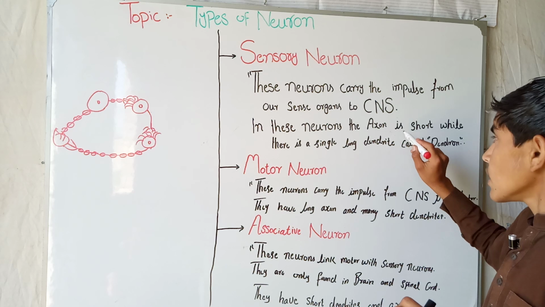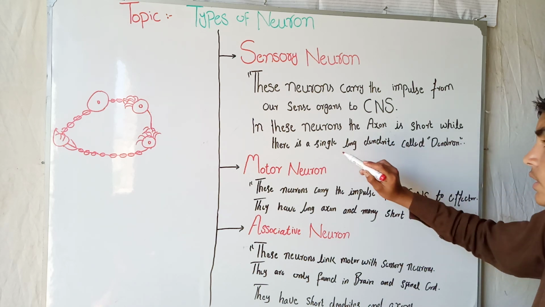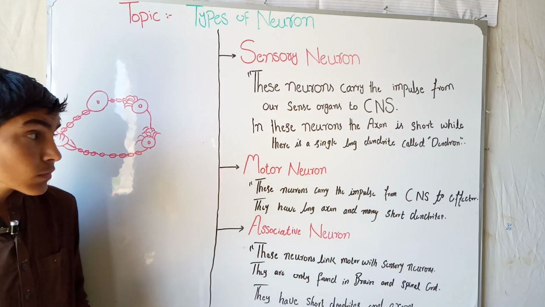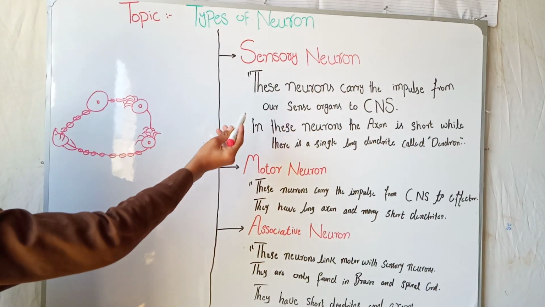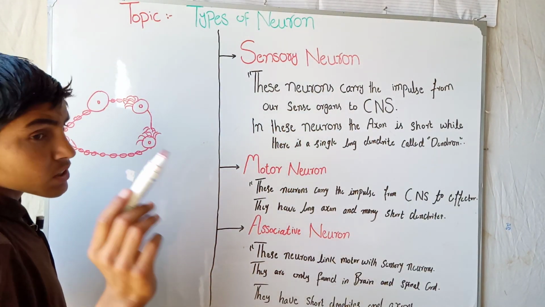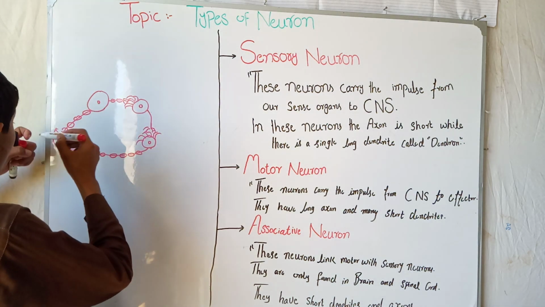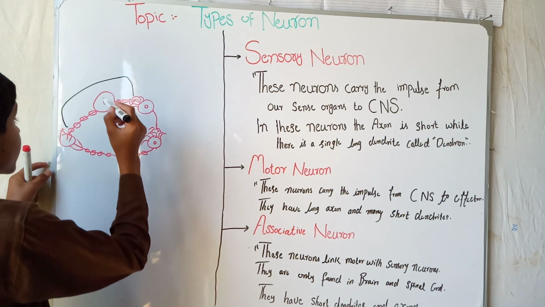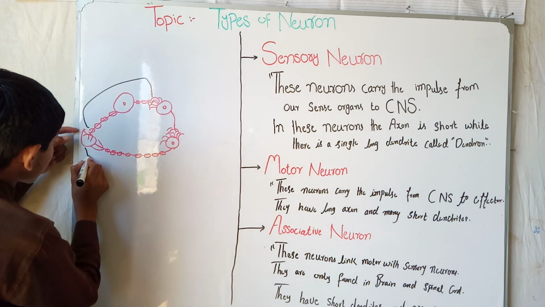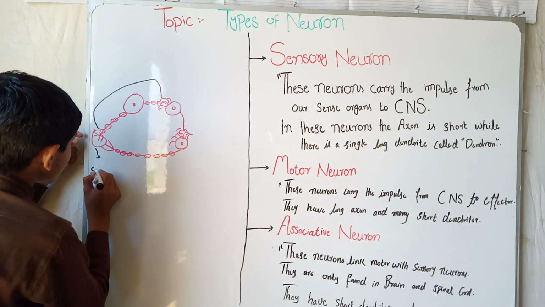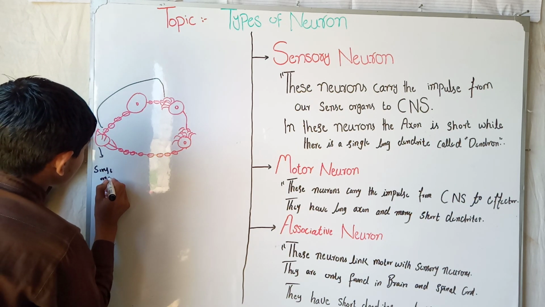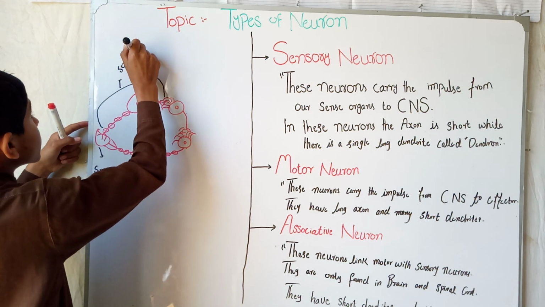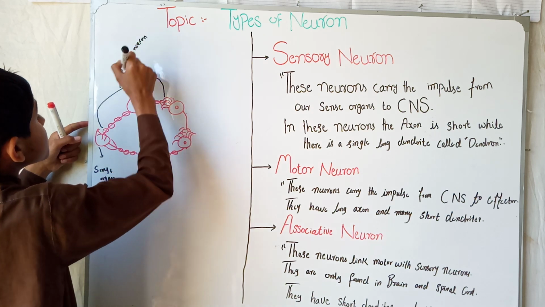In these neurons, the axon is short, while there is a single long dendrite called a dendron. Come to the diagram. It says that a sensory neuron has a short axon. This is a sensory neuron, from here to here, and this is the sense organ.